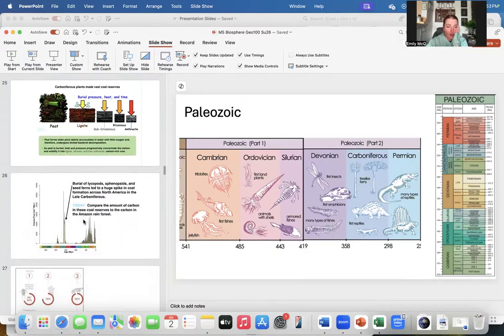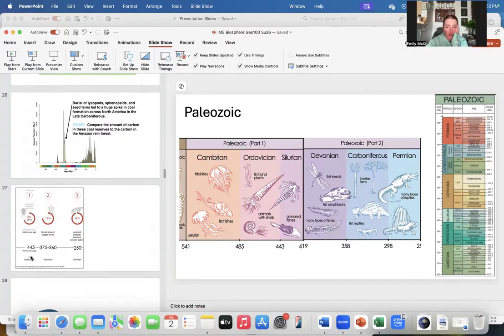So in the Paleozoic, there were 3 mass extinctions that happened 445 million years ago, so about here, between the Silurian and the Ordovician. The Devonian, this one says 375 to 360. So yeah, about the Devonian into the Carboniferous. And then the Permian extinction, which ends the Paleozoic entirely. So this is the top of the Paleozoic here.